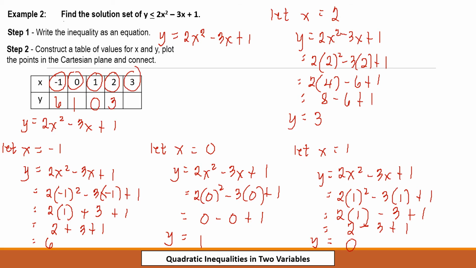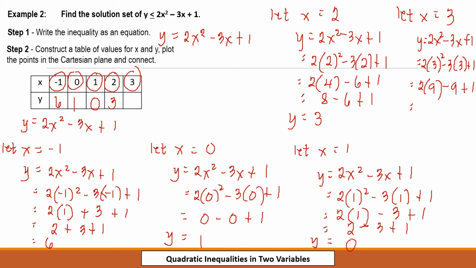Next, let x be equal to 3. We have 2 times 3 squared minus 3 times 3 plus 1. 2 times 9 minus 9 plus 1. So we have 18 minus 9 plus 1. 18 minus 9 is equal to 9. 9 plus 1, that will be 10. So if x is 3, y is equal to 10. That now is our table of values.